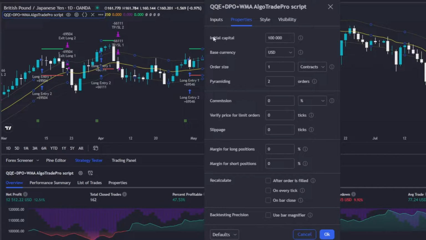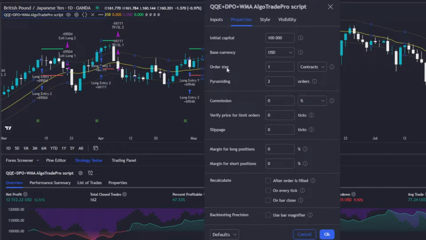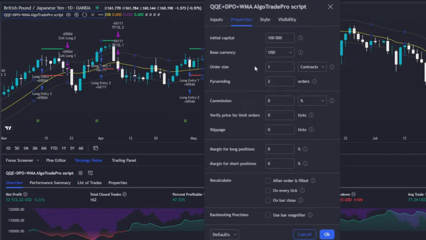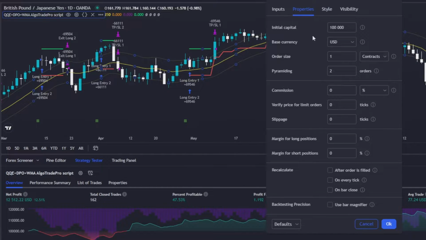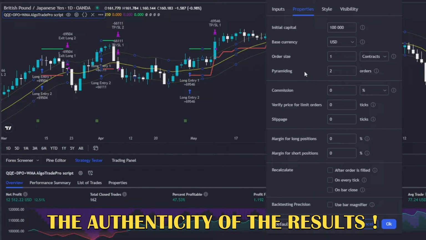Here you can select the initial amount of trading capital and the base currency. In relation to the other conditions, I don't advise you to mess with them. Regarding the pyramiding, here it is at 2, as the algo divides the risk by 2 trades in order to be able to apply the stop loss trailing system if you wish so. Therefore, this does not change the authenticity of the results.